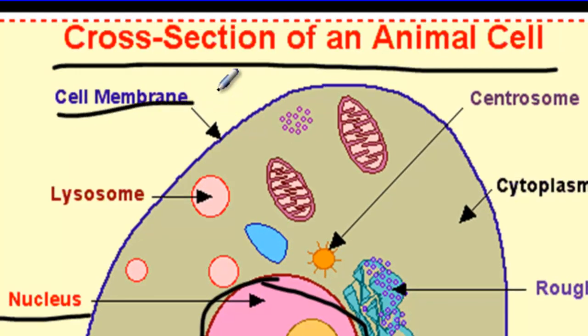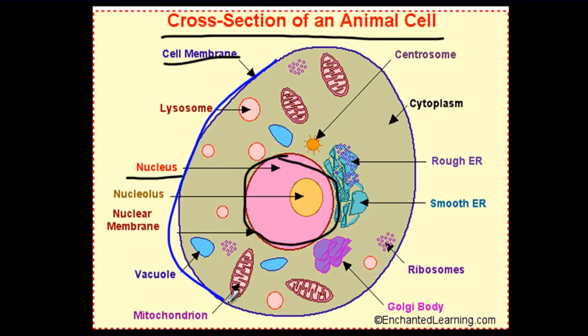Aside from that, we can start up here. We've got the cell membrane. Now, that's the outer lining around the cell here. And the cell membrane acts like the skin of a human being. It helps protect the cell, helps prevent pathogens from coming inside, and it deals with regulation of items that come in and out of the cell.